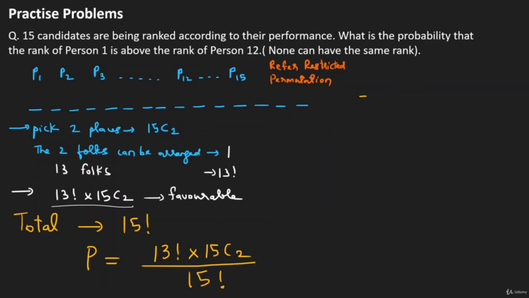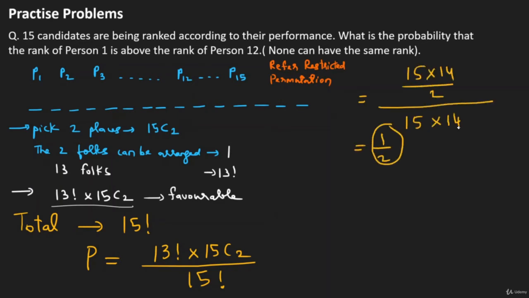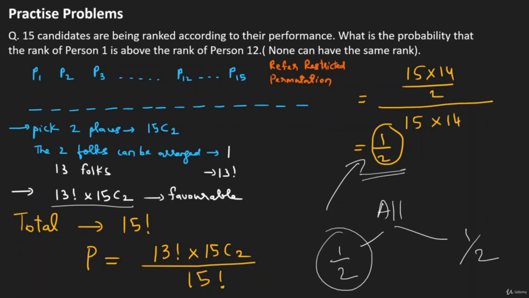This can be simplified as 15 into 14 by 2 by 15 into 14, which is equal to 1 by 2. A different way of thinking of it is you could directly arrive at this answer thinking that in half of the arrangements, person 1 will be above person 12, and in half of the arrangements, person 12 will be above person 1. Therefore, the probability is 1 by 2. That's a logical way of approaching the same question.